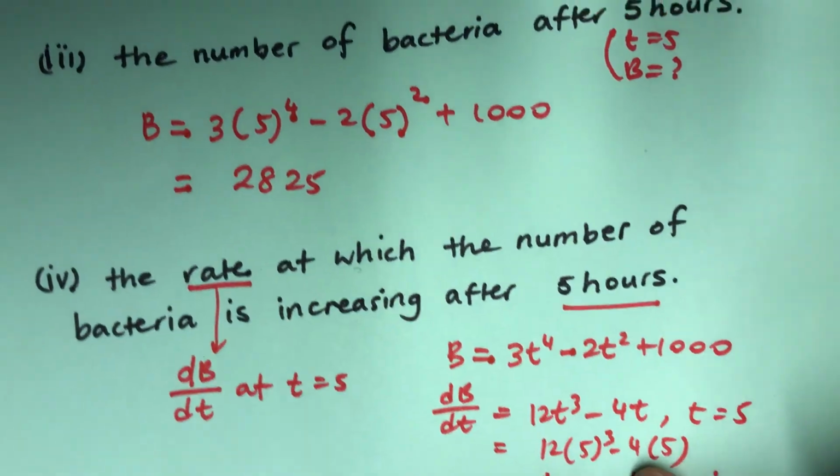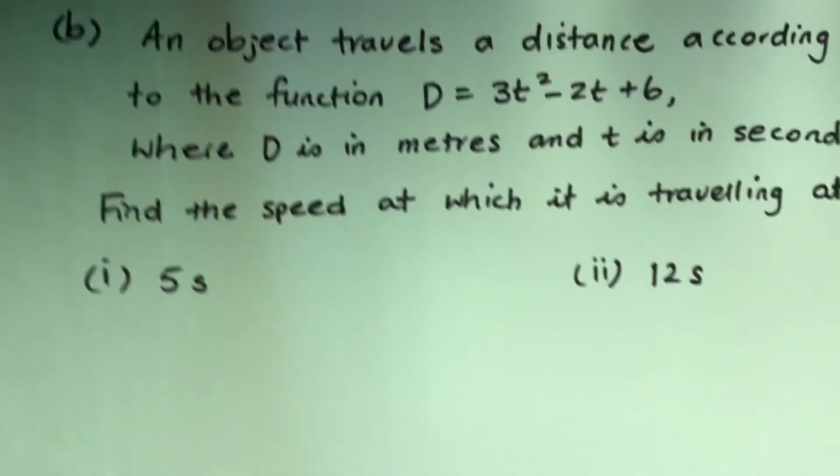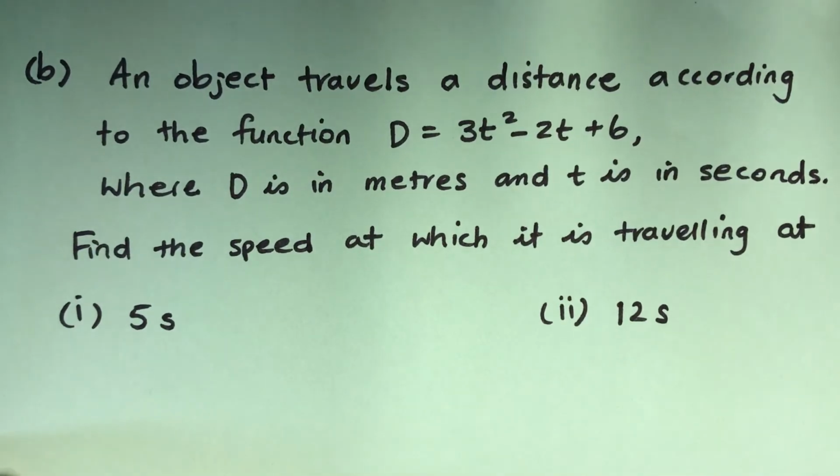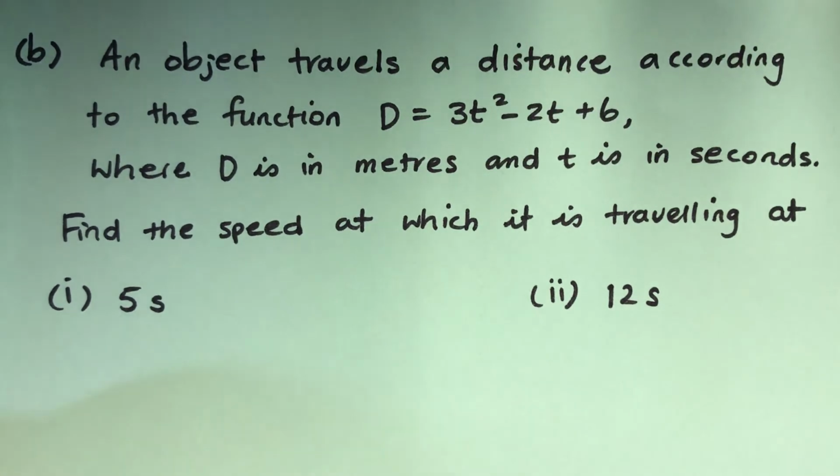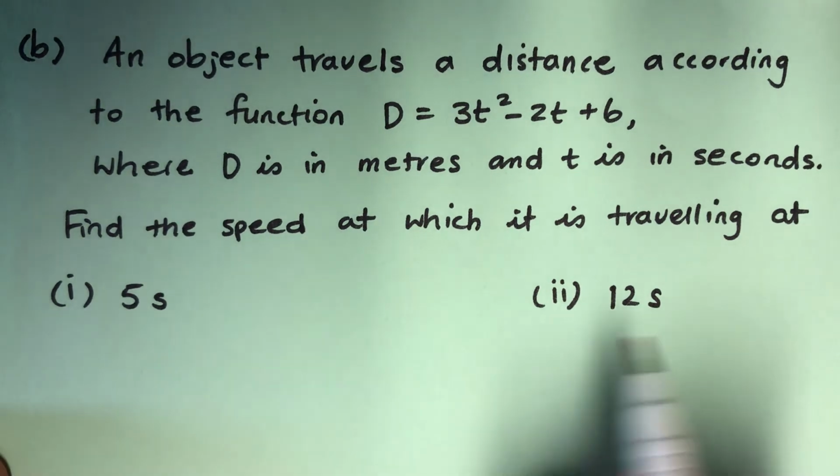All right, that wasn't too bad. Really, it wasn't really that bad. Okay, part B. An object travels a distance according to the function d equals 3t squared minus 2t plus 6. Now, this is like a quadratic, which is a parabola, where d is in meters and t is in seconds. Find the speed at which it is traveling at 5 seconds, 12 seconds.